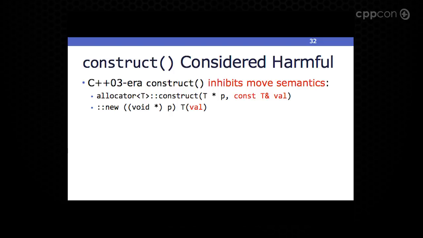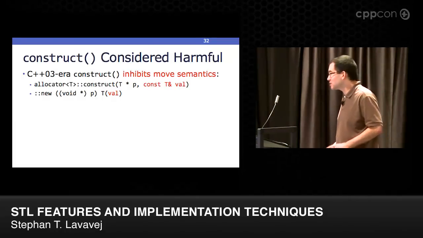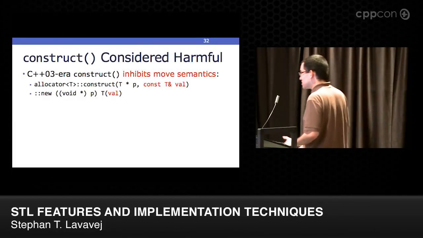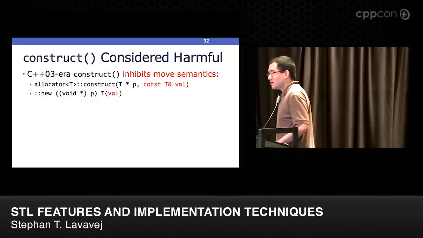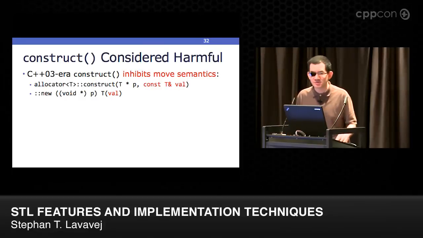And by the way, there's one interesting usage note. If you have a C++03 era user-defined allocator in your code base, you had to provide construct. But in the new world order of C++11, this is very bad. The old construct inhibits move semantics because it had to take const T ref. There was no such thing as rvalue references back then. It was an older and simpler era.